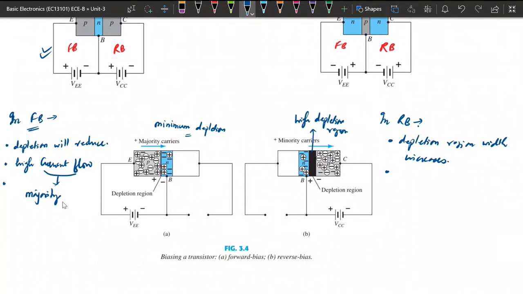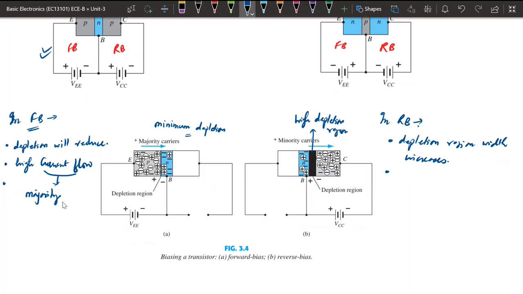This high depletion region will be constituting high barrier potential. So here the barrier potential will be high. So depletion region is high means a large number of immobile charge carriers have been collected here. So that will be constituting high barrier potential. So majority carriers will not be able to cross this barrier potential. So because of the majority carriers, there will be no current.